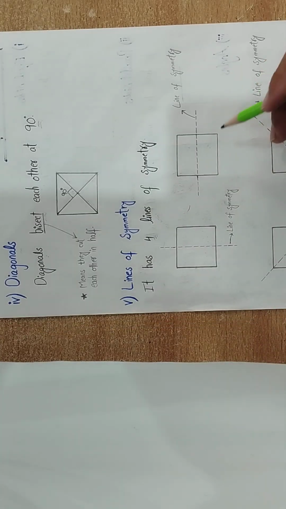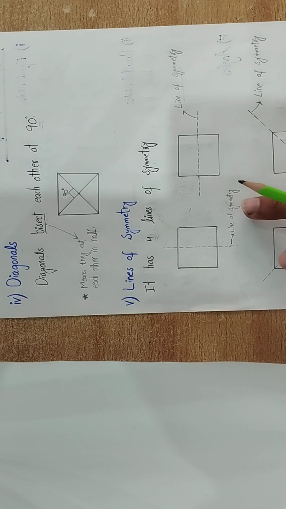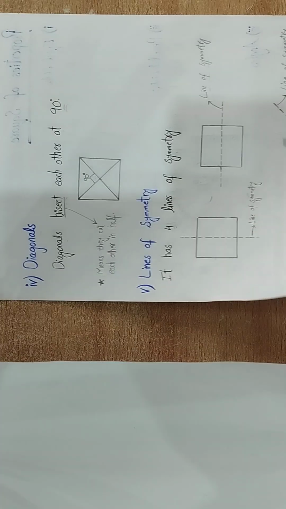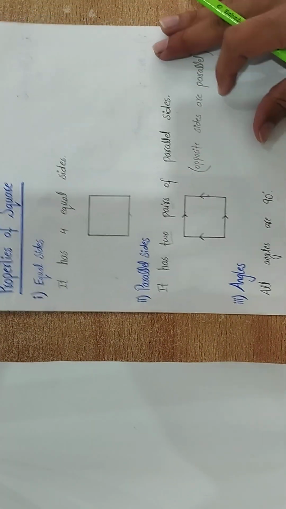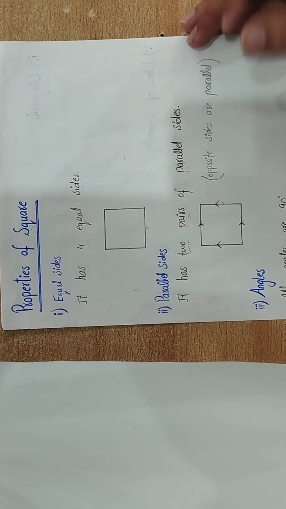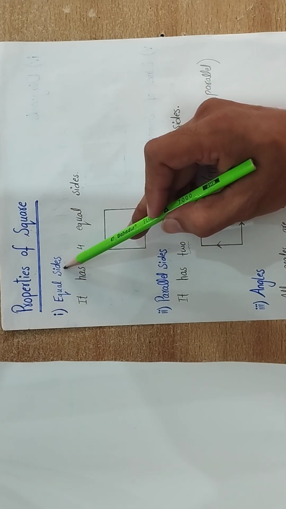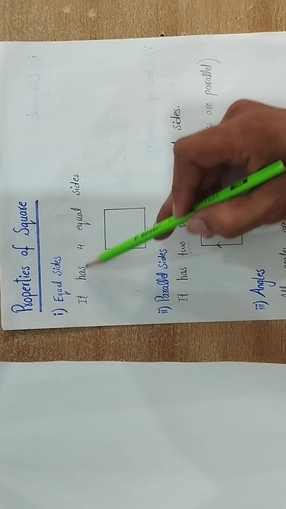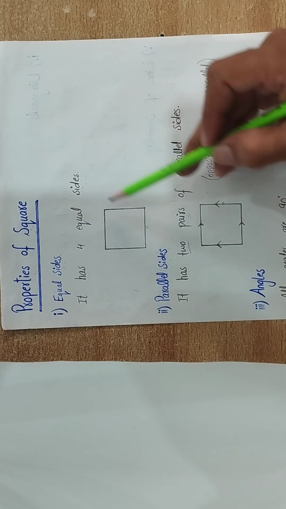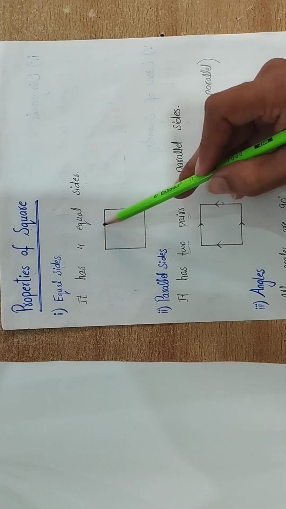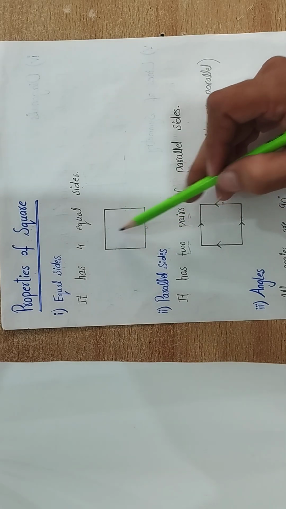So the square has four lines of symmetry. These are the properties of the square, and these are important. You need to learn these properties to solve the questions of exercise 5.1. Let's summarize the properties of square. The first property is equal sides. How many equal sides does a square have? It has four equal sides. All the sides of the square are equal, which means they have the same length.